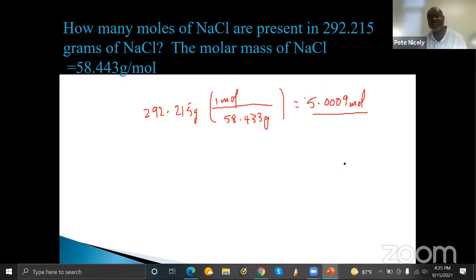All right, so that's basically how you convert from grams to moles if you're given a stoichiometric type problem where you need to do that, all right? And this is something, of course, we all should be familiar with.